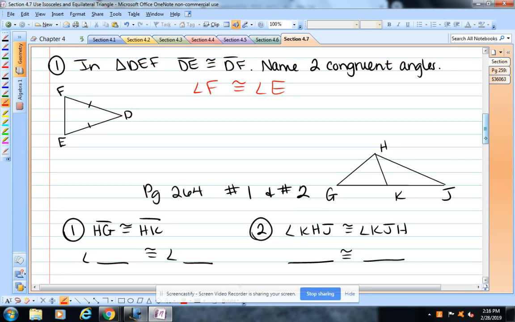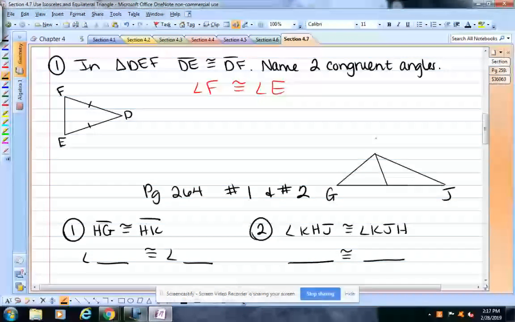So number 1 and number 2 down here are using this same picture. And number 1 is going to tell us two sides are congruent, so because of that, we're going to say what two angles are congruent. Okay? H is for both of them. K is for both of them. It's kind of off, but it's purposely done. These are not congruent triangles. That's not what we're doing here. They're not supposed to look congruent.